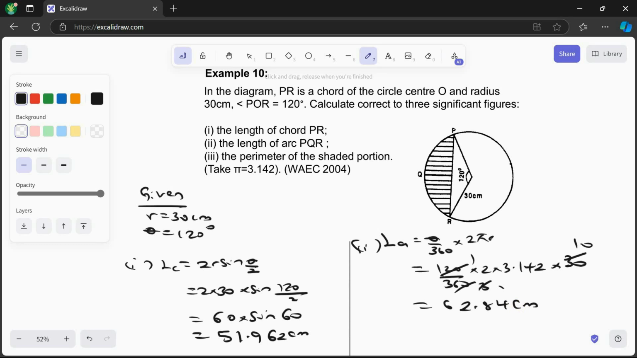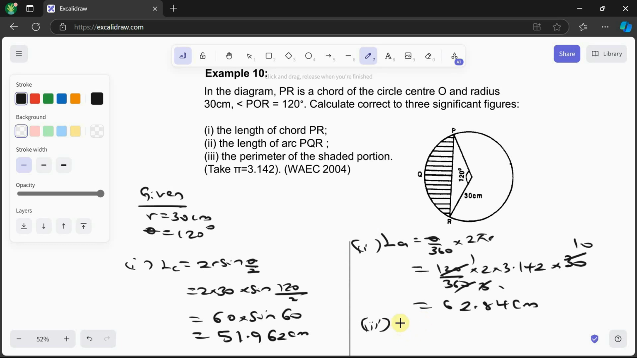So notice, what is the perimeter of the shaded region? Perimeter is just the surrounding side. So look at this shaded region. We have the arc, we know the length of the arc already, and this is the chord, we know the length of the chord already. This is like saying we should find the perimeter of the minor segment, because the shaded region consists of the arc and then the chord. Since we know that the length of the arc is 62.84 and the length of the chord is 51.962, if we add these two, we'll have the perimeter of the shaded region.